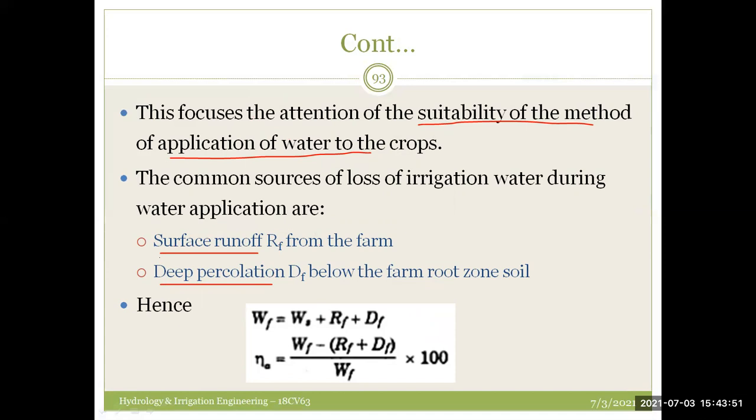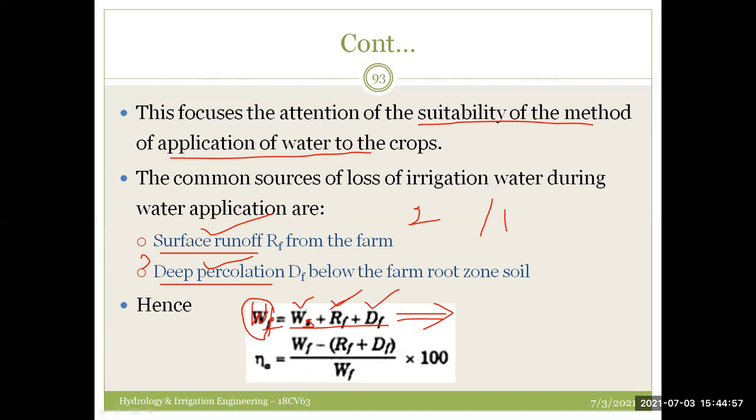As I have already told, for example, if you're supplying 2 cubic, just assume you're supplying 2 cubic. In that, only 1 cubic is stored by the root zone. So the remaining 1 cubic may be lost as runoff, or it may be lost as deep percolation. Okay. So Wf, the amount of water supplied to the field, will be equal to Ws plus Rf plus Df. Clear? So Wf is the water supplied to the field, and Ws is the water stored in the root zone. Wf is the total quantity of water you supply to the field. So it includes the water stored in the root zone plus the losses, storage plus losses. The losses are Rf plus Df.